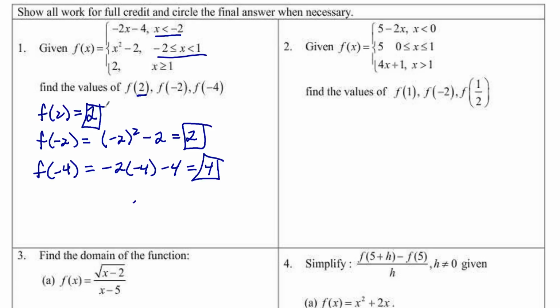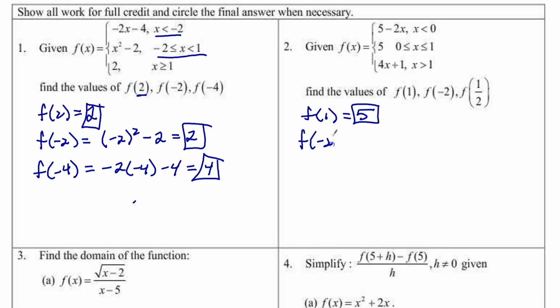Number 2, again, very similar. We have a piecewise function defined for three different intervals. Find the value of f of 1. So when is this function true? When do we use 1? Top one says x has to be less than 0, so that's not it. The middle one, x has to be between 0 and 1, including 0 and 1, so that's the one we're going to use. Again, that's just a constant, so there's no place to plug in the 1, so we just have a 5.